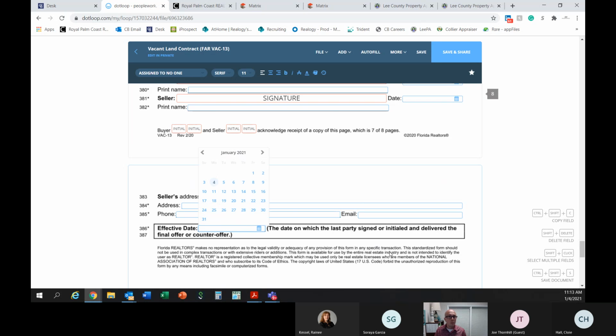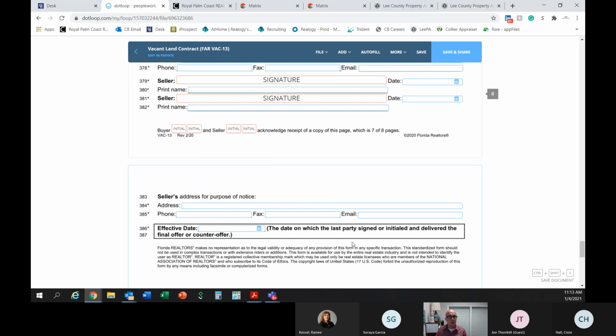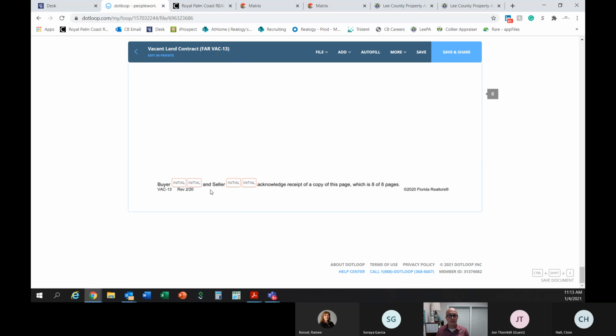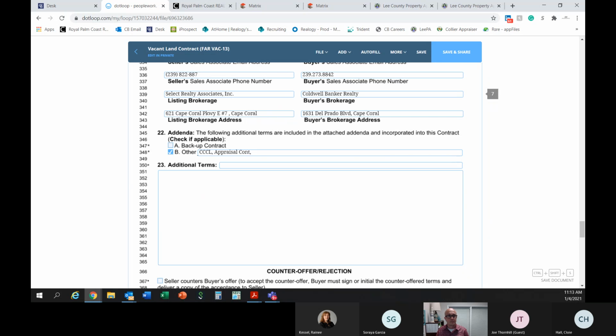Again, this makes it easier and convenient for title. And then once all parties have executed and there is a clear effective date, please do put it on this contract. And when you do that and it's returned back to all parties, there's no question of it, and it's right here in black and white on the contract, so everybody is well aware of what the actual effective date is. Okay, and right here it says the date on which the last party signed or initialed and delivered the final offer or counter offer. Okay, and don't forget that this page needs initials too. A lot of times that's overlooked. Okay.